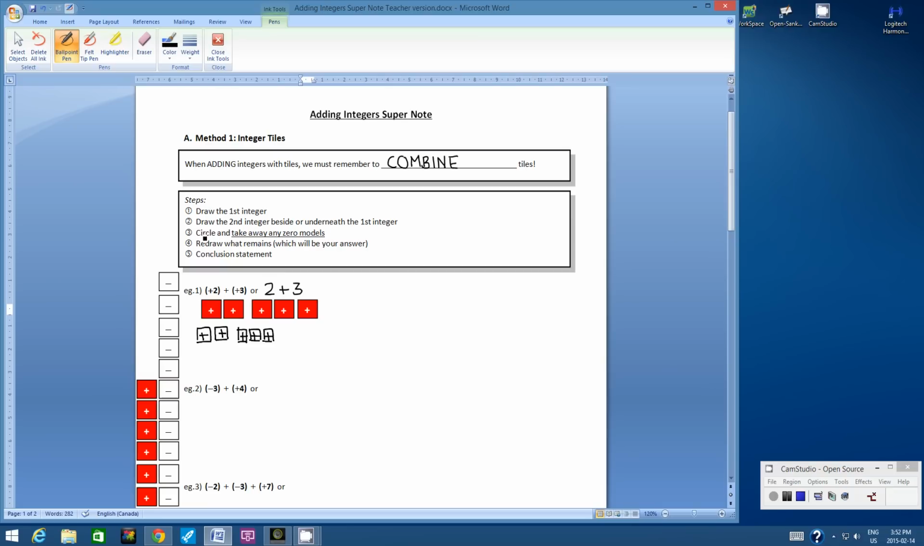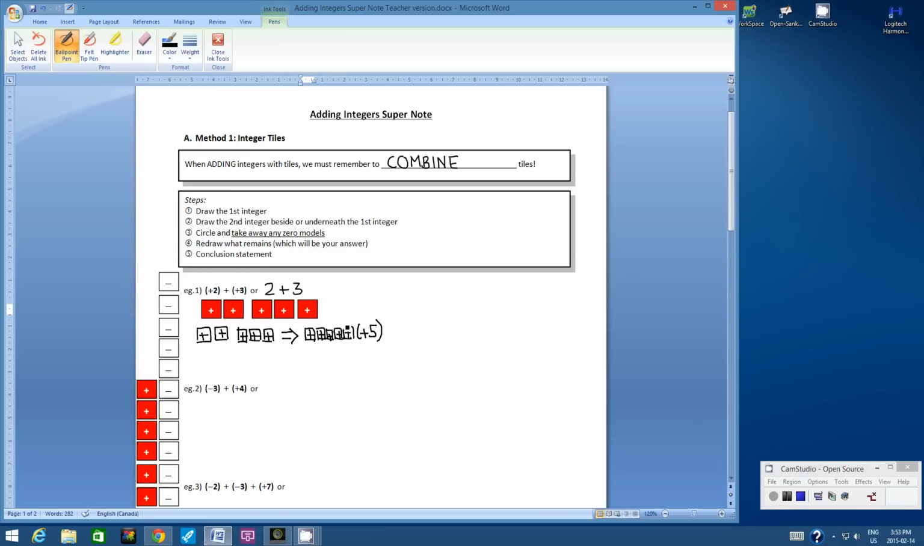Step 3, circle and take away any zero models. Well, are there any zero models here? No, there are not, so we don't need to take anything away. Redraw what remains. When we redraw what remains to show the solution, we use this kind of arrow here. And what remains is 5 positive tiles. Because it's the solution, I also want you to put the integer answer here, positive 5. 5 positive tiles in our diagram, positive 5 in our solution.